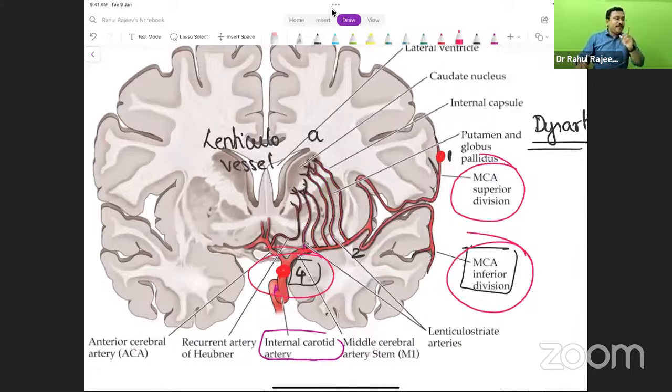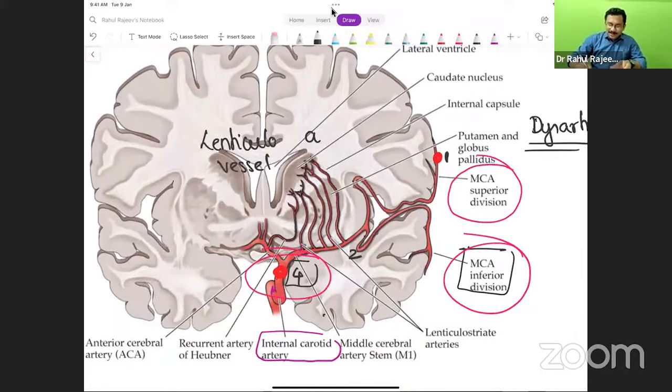Now tell me, if 4 is the site of lesion, what is the aphasia that is expected? I'm waiting. Global, fantastic, very good. Global aphasia is expected. So now you know which blood vessel is affected in Broca's aphasia.